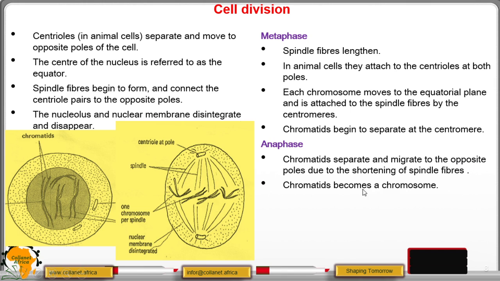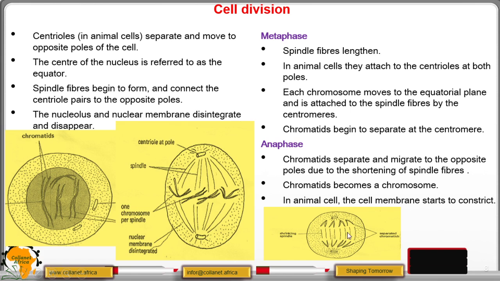Chromatids now develop into chromosomes, and in animal cells, the cell membrane begins to shrink, or we say constrict. So this is it. You can see during metaphase the spindle fibers were long, but when we move to anaphase they become short, and the chromatids are now becoming chromosomes, and they have already separated and migrated to the opposite poles.